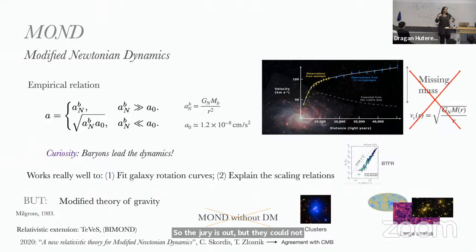And also this theory is like a modified gravity theory like Levon showed. So you have extra degrees of freedom. Isn't that the same thing as adding a dark matter component? So there's a lot of discussion in the literature. I just wanted to talk about this.